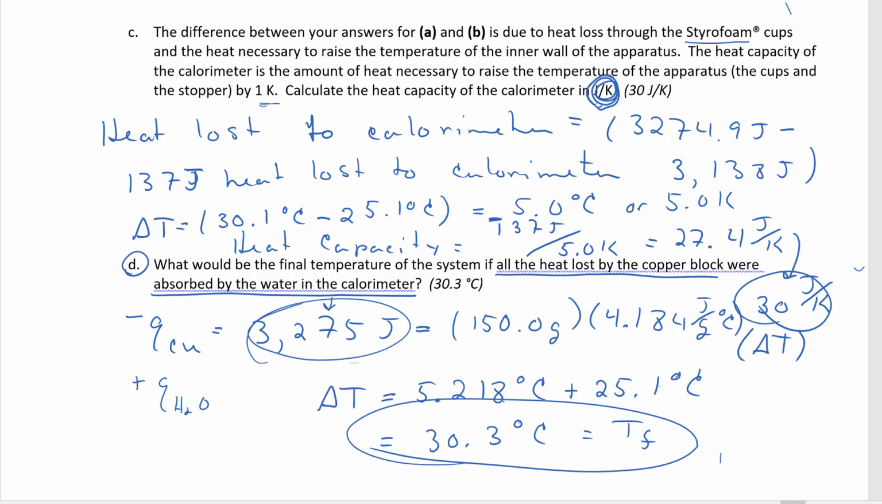Okay, and I knew to add it because I knew the temperature of the water was going up, and so I knew I had to add that 5.218 degrees Celsius to the temperature that we were initially at. So that's what the final temperature would be. Now I know that this problem kind of creates a little bit of an issue because you would think the final temperature of the metal would be different as well, but taking this question literally as all the heat lost by the copper block absorbed by the water, that's what they're asking you to do here. So it's kind of just taking that question for what it is.